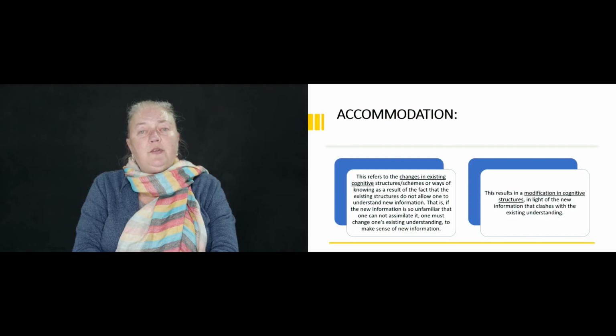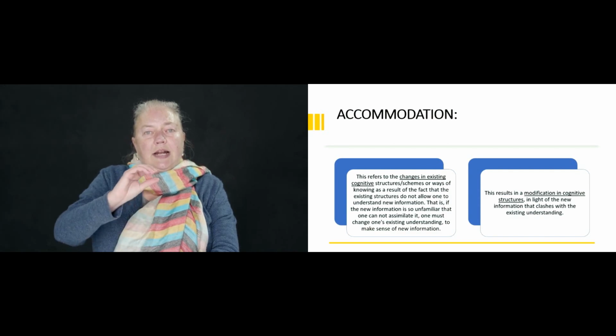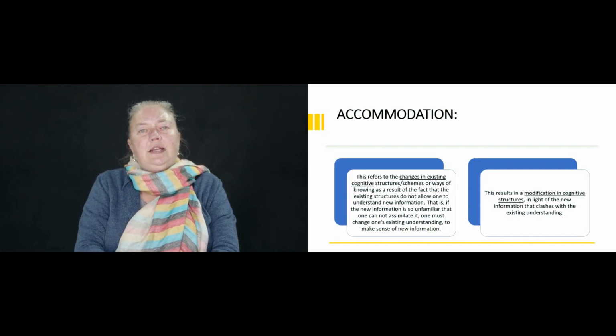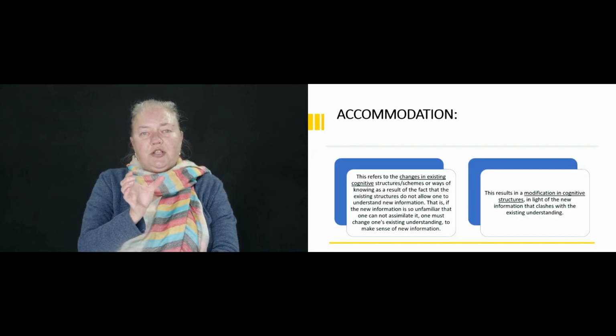Accommodation results in the modification in cognitive structures in light of new information that clashes with what is existingly known. So when you come across something that you can't assimilate, there is a clash in your brain, a dis-ease in the brain that leads to accommodation, and so your cognitive structures in your brain will develop.